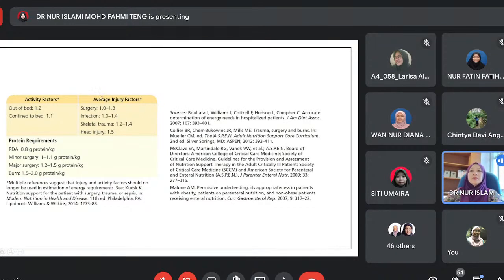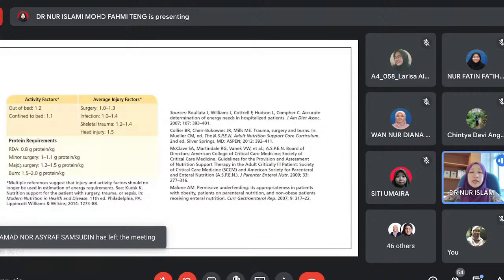Here, I also have the protein requirement. If you are following the RDA, it's actually only 0.8 gram per kilogram protein per day. For minor surgery it increases to 1.1, and for major surgery it increases to 1.5. For those with burns, especially second degree and third degree burns, they require 1.5 to 2 gram per kilogram protein. So the protein requirement also increases with the severity of the stress.